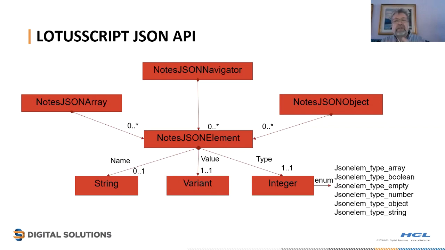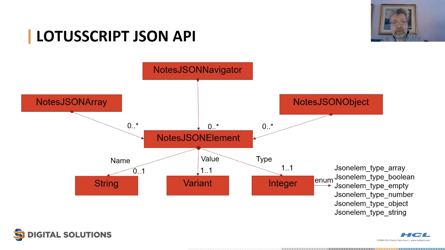As I mentioned, the structure of this is very recursive. So you can create Notes JSON objects that contain Notes JSON arrays that contain other Notes JSON objects, and so forth and so on. It can get pretty complex pretty quickly. And I like having this picture in my head when I'm working with code.